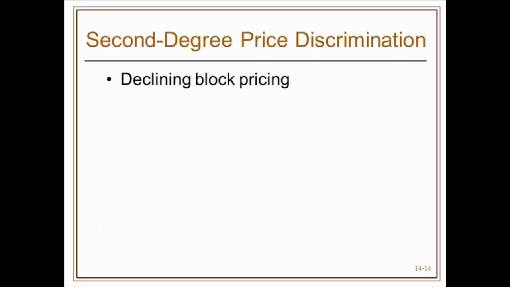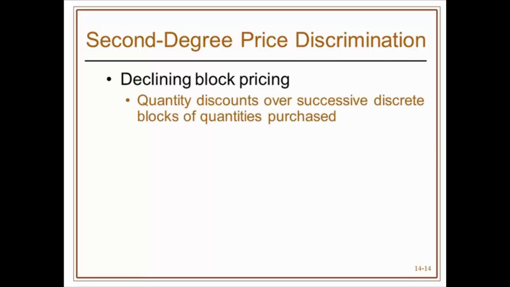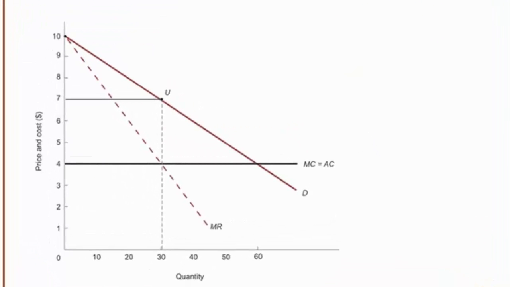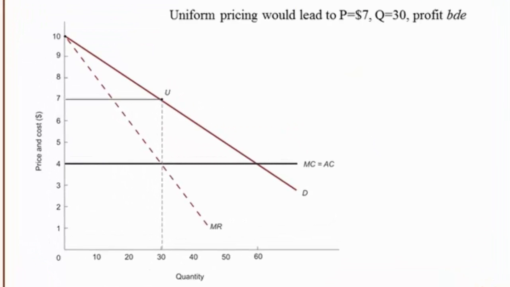Okay, other types of second degree price discrimination, again, charging people blocks of different prices, is declining block pricing, and it'll make sense as we look at it. Basically you're giving quantity discounts over different groups. So instead of having a membership fee and then another type of fee per unit, you're giving people quantity discounts at different levels. So we have our standard sets of curves here. We charge everybody the same price, $7. You get units of 30, and you'd have this profit of B, D, and E would be the company's profit.